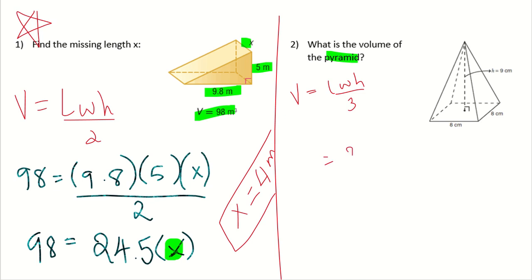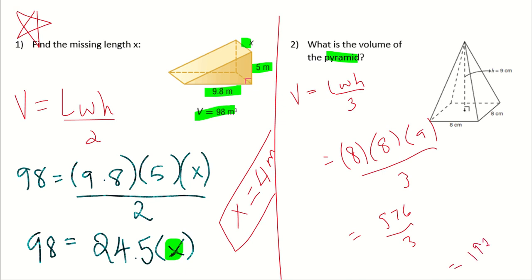And so we take our numbers, 8 times 8 times 9 divided by 3. 8 times 8 is 64. 64 times 9 is 576 divided by 3. 576 divided by 3 is 192 centimeters cubed. Okay, sounds good. Let's move on.